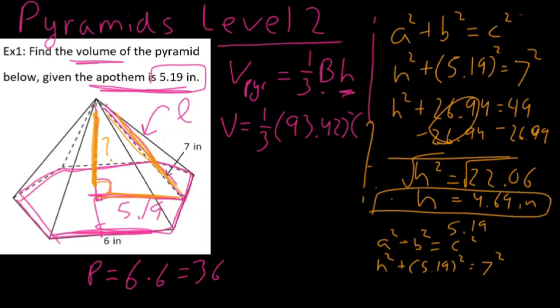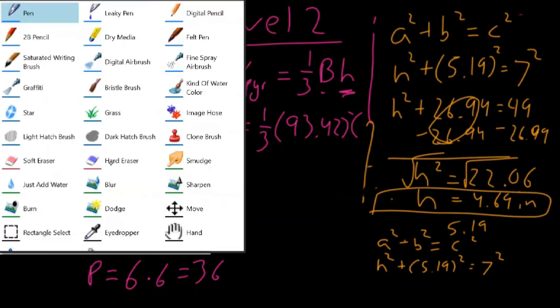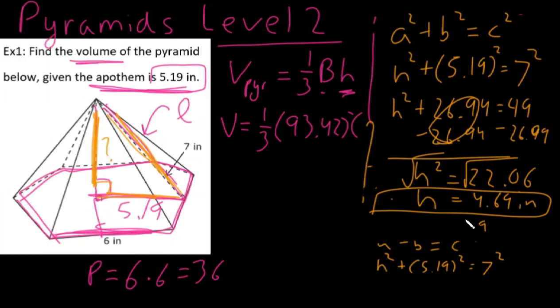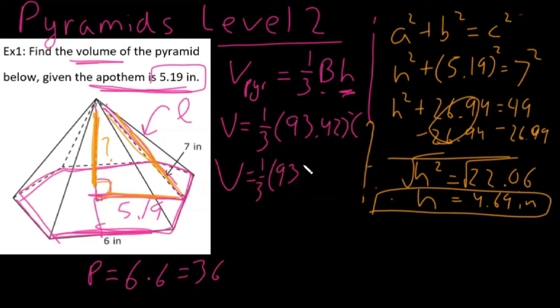And once again, let me erase what we see right here, just so it's not so cluttered. That was just what we wrote earlier. Okay, and now finally, we know that the volume is equal to 1/3, parentheses, 93.42 times the height. And since we found this height in this burnt orange here, let's write 4.69. And now once we multiply these three things, we will get our volume.